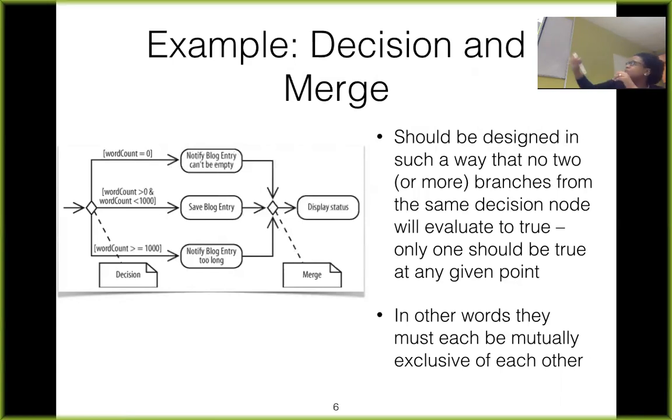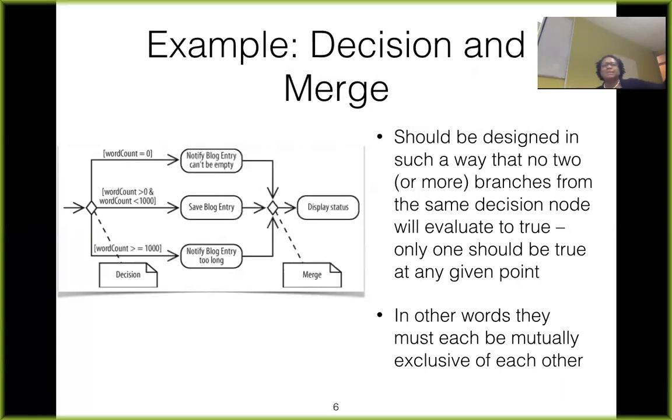Whichever one of those paths we end up taking at the end of the day, we want to display status. But only one of those pathways can be taken. So it should be designed in such a way that no 2 or more branches from the same decision node will evaluate to true. Only one can be true at any given point. In other words, they must each be mutually exclusive of each other.